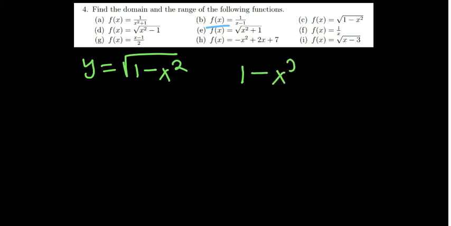We now have a radical function, which is c. y is equal to the square root of 1 minus x squared. So whenever I've got a square root, you need to ensure that whatever is under that square root should be greater than or equal to 0, because you can't find the square root of a negative number.